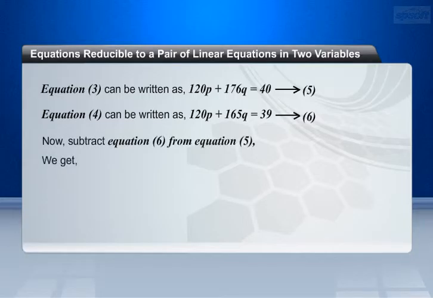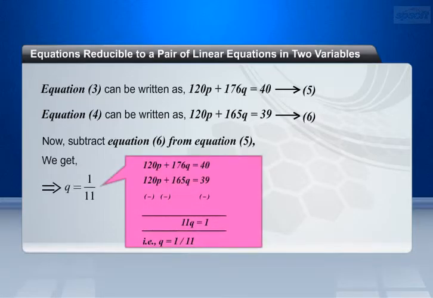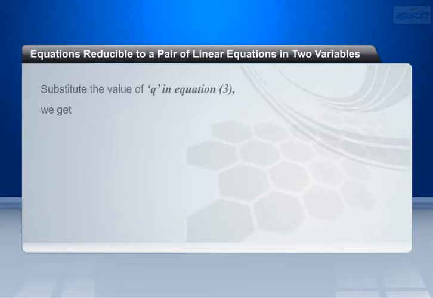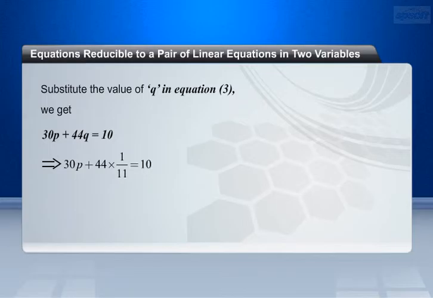Now, subtract equation 6 from equation 5. We get 120p minus 120p plus 176q minus 165q equals 40 minus 39. This implies 11q equals 1. This implies that q equals 1 by 11. Substitute the value of q in equation 3, that is, 30p plus 44q equals 10. We get 30p plus 44 into 1 by 11 equals 10. This implies that 30p plus 4 equals 10. This implies that 30p equals 6. This implies that p equals 1 by 5.